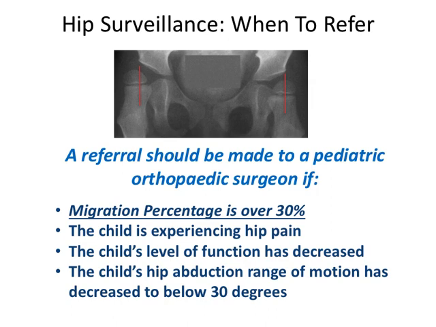So a referral should be made to an orthopedic surgeon or other physician or professional that's familiar with hip surveillance guidelines once the migration percentage is over 30%, if the child is experiencing hip pain, if the level of function has decreased, or the child's hip abduction range of motion has decreased to below 30 degrees, whether measured in flexion or extension. And this is mirrored in the hip surveillance care pathway by the CP Academy.